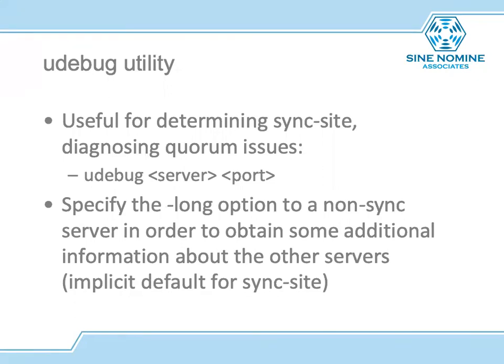You would direct it to the right server and to the right port to query the service and the machine that you're interested in. There is a long option. It doesn't do anything unless you send it to a non-sync server. If you issue just the regular udebug command to a sync site, you'll always get the long information out of it by default.